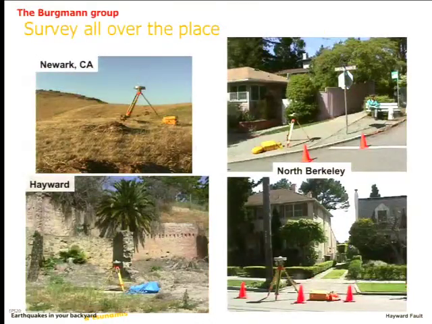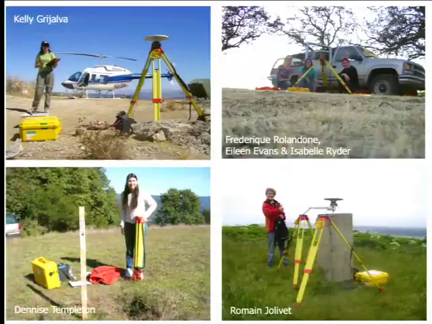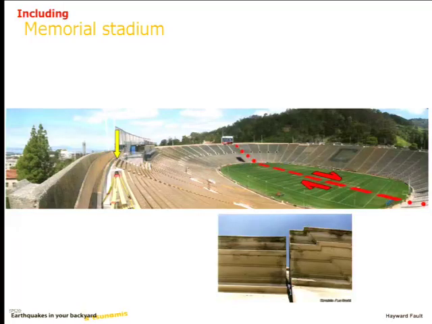They go out and they do these surveys all over the place, all throughout the Bay Area to sort of map the total amount of displacement, including in Memorial Stadium. And so they did this in Memorial Stadium. Here's one of the receivers on one corner of Memorial Stadium. But they did it on 4 locations around Memorial Stadium. And this is what they've determined.